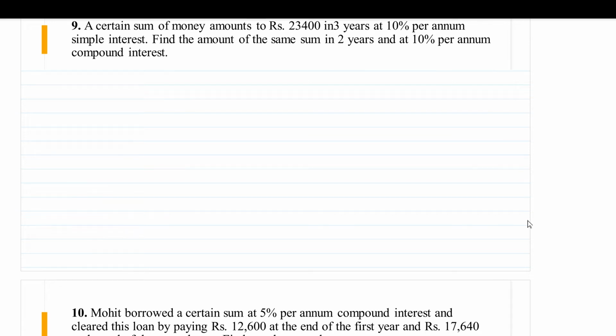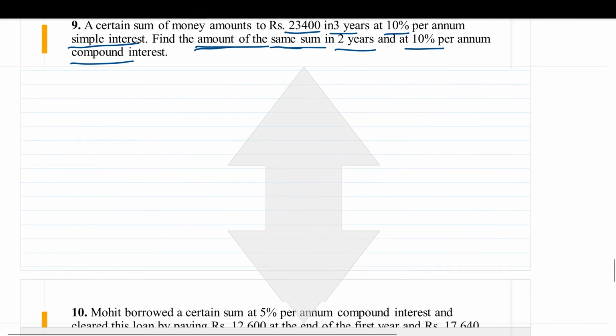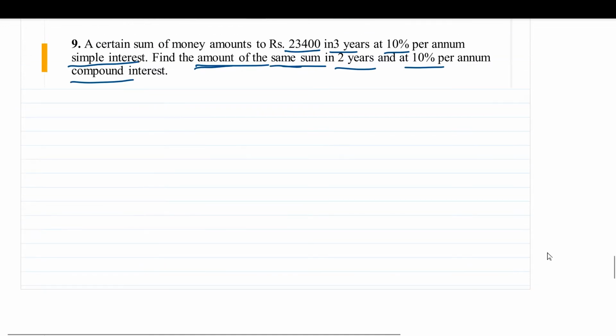A certain sum of money amounts to 23,400 in 3 years at 10% per annum simple interest. Find the amount of the same sum in 2 years at 10% compound interest. So it's like the same question. What we need to calculate? We need to calculate the amount for the compound interest.